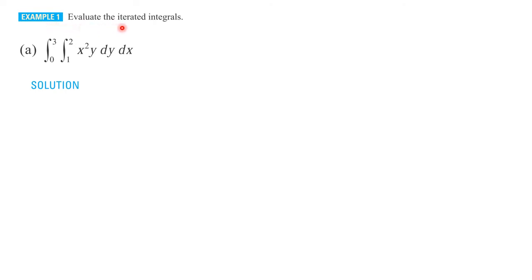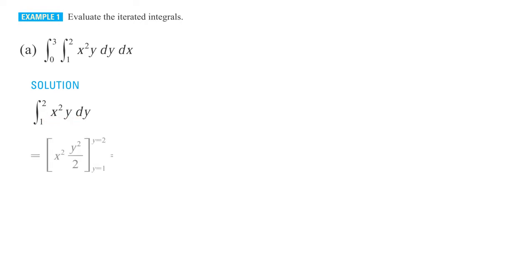Example, evaluate the iterated integrals. The inner integral from 1 to 2 are the limits of y, and the outer 0 to 3 are the limits of x. So first we integrate the innermost integral. So I have taken it out from 1 to 2 x square y dy.